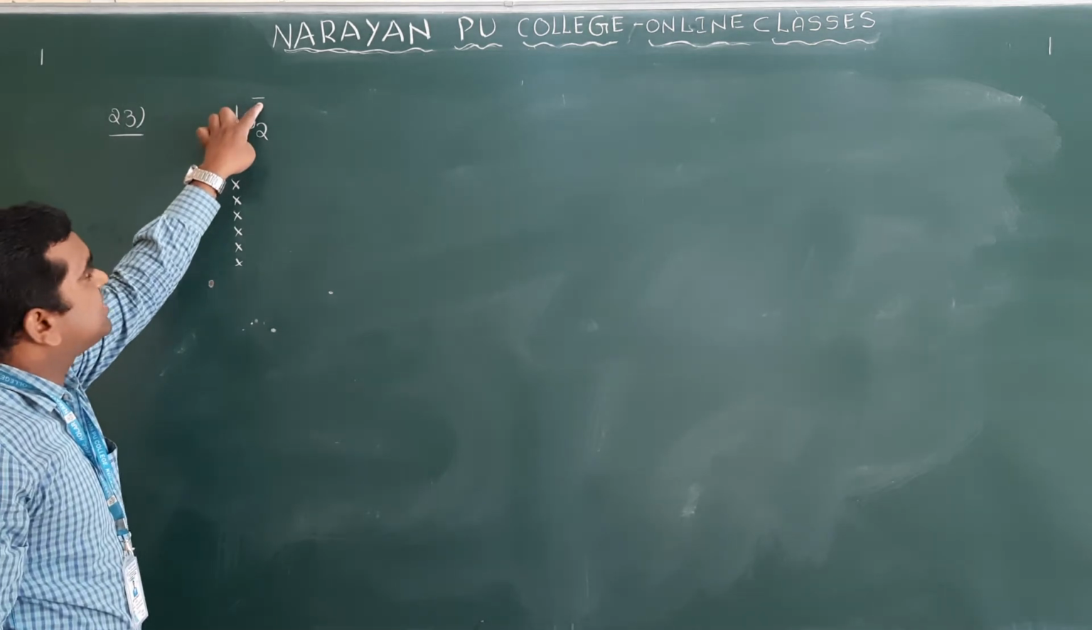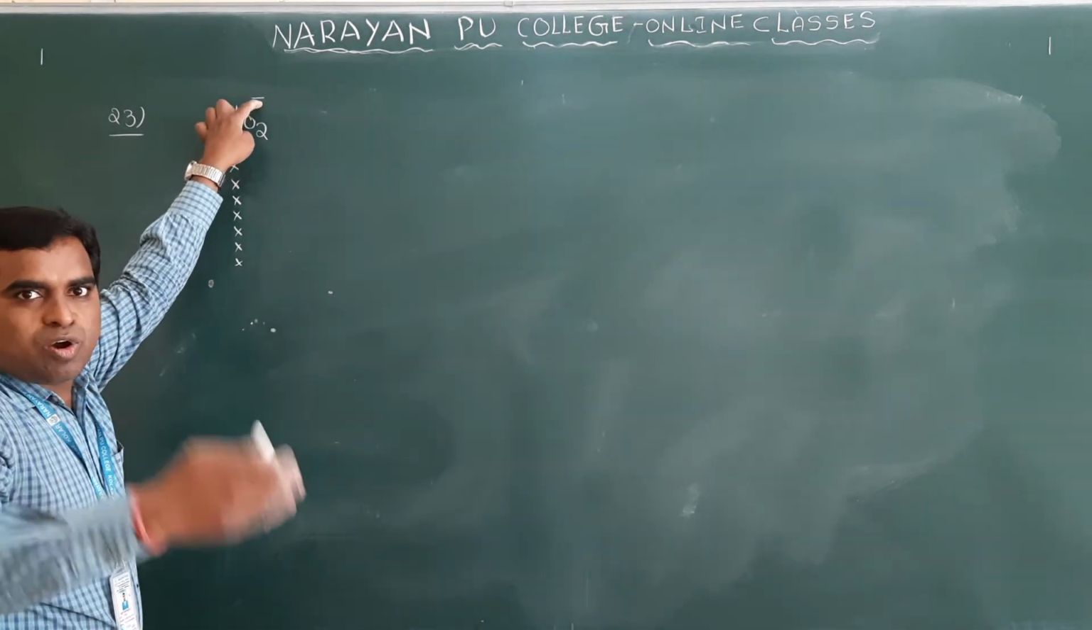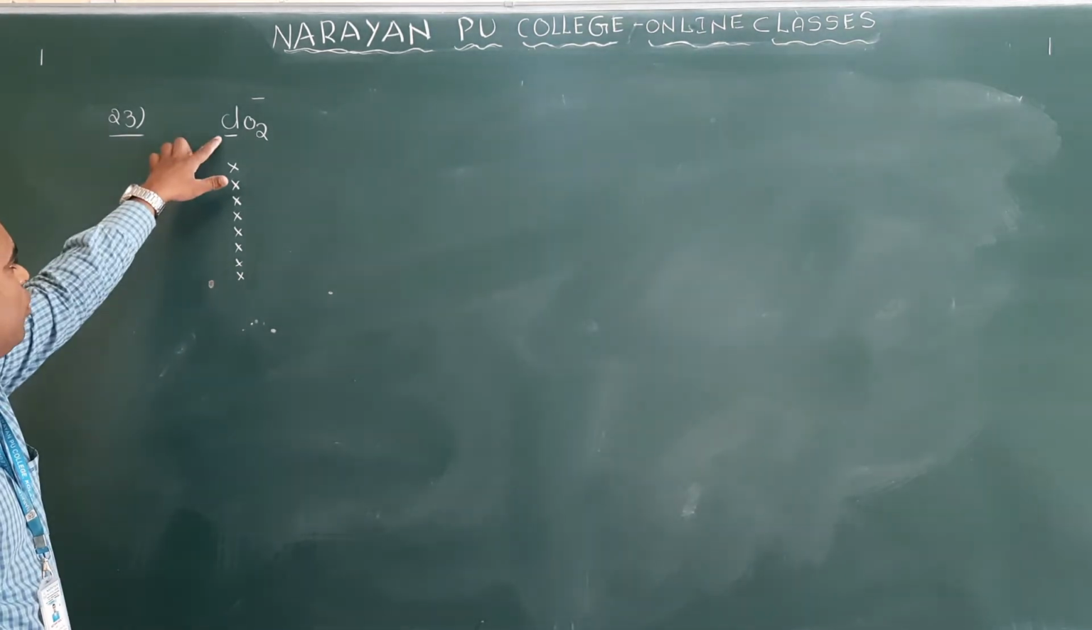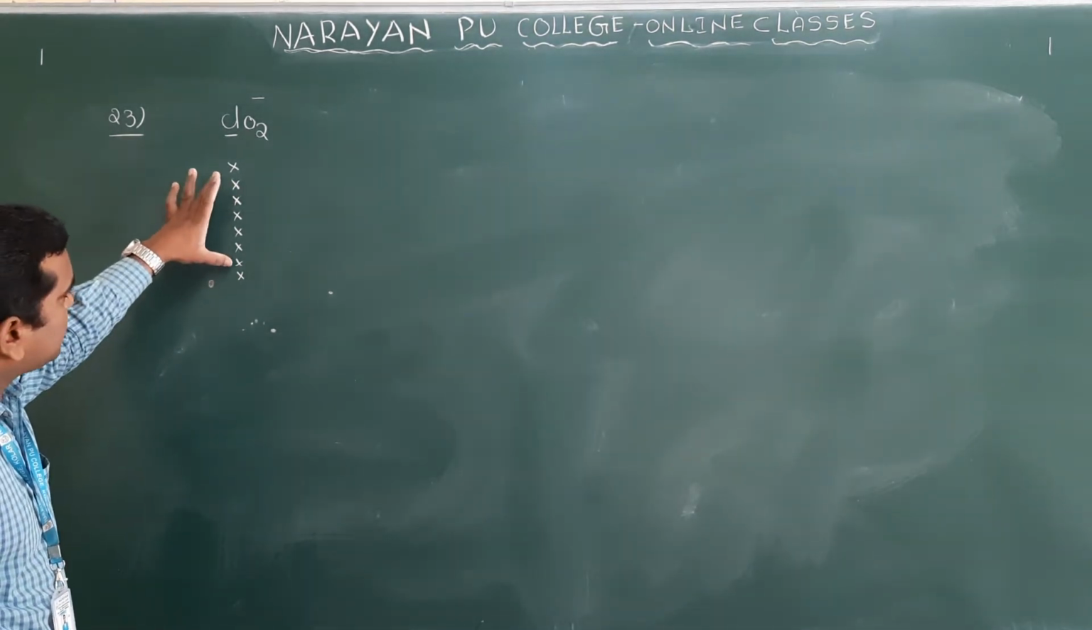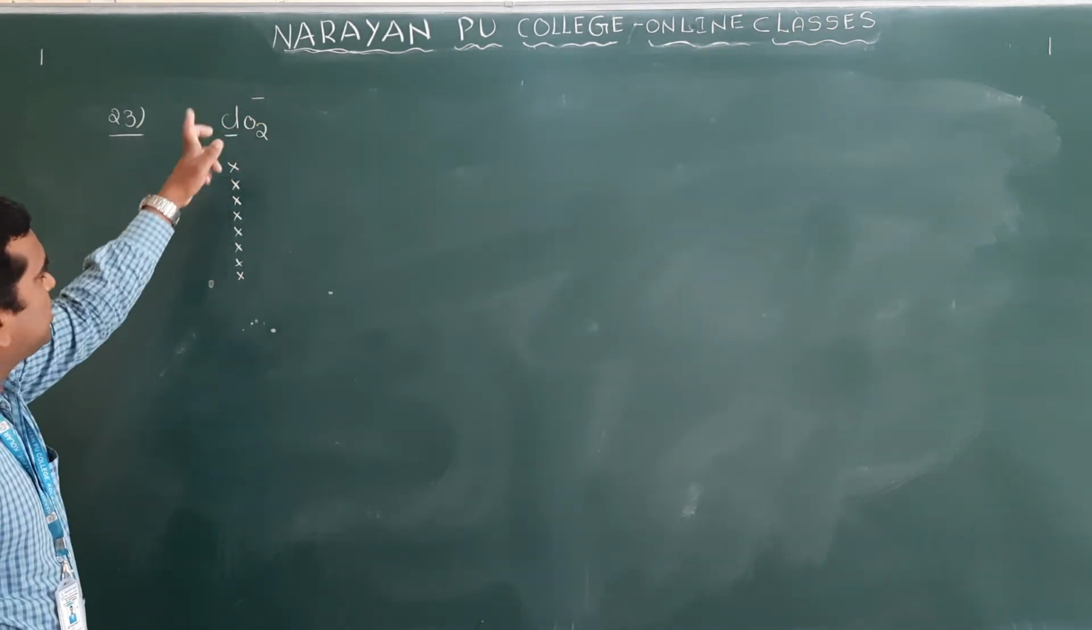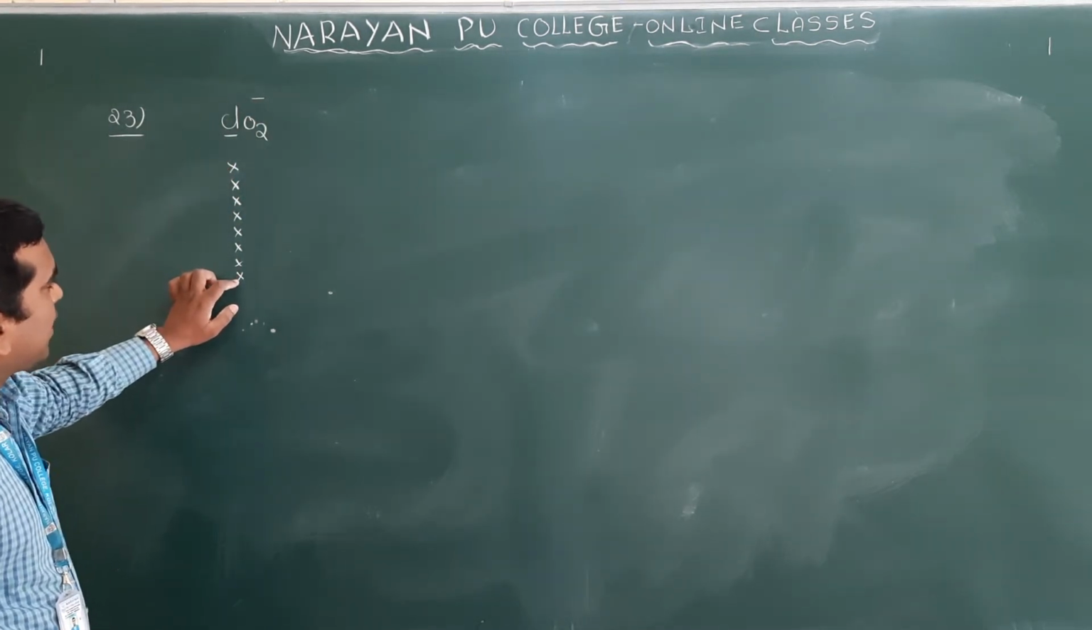Clear? But minus is there. Minus means gaining of 1 electron. So in total you write 8 electrons here. Actually, chlorine belongs to the 7th group, so that's why you have to write 7 electrons. Here a negative charge is there, and negative charge means 1 electron will be added. So that's why 8 electrons.